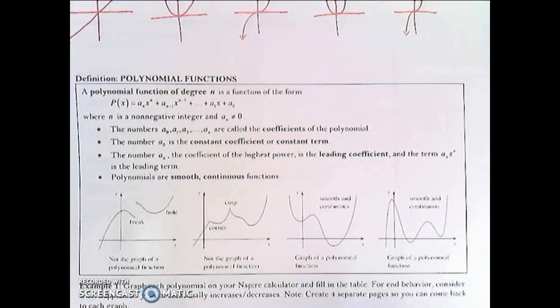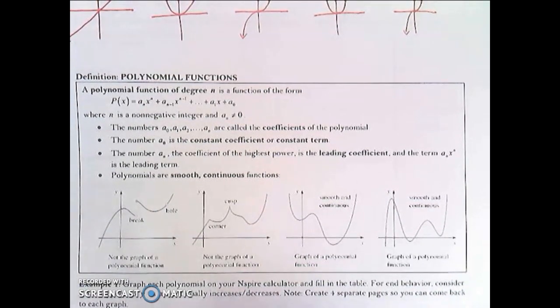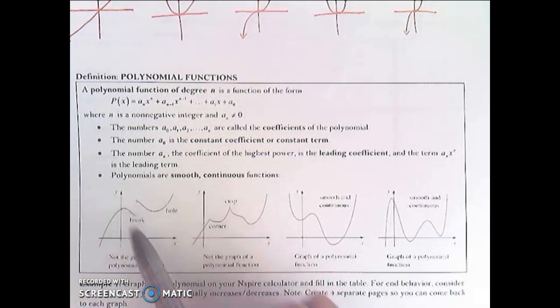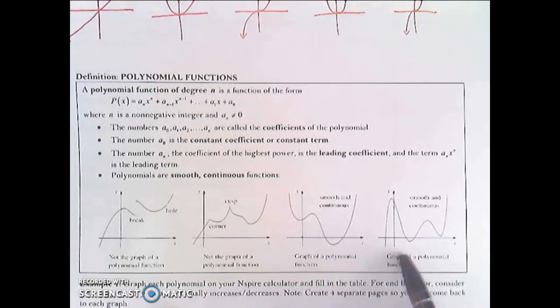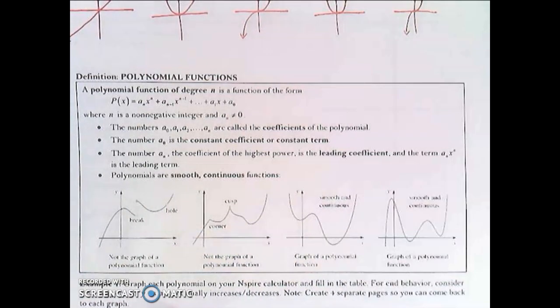Furthermore, polynomials are smooth continuous functions. So examples of graphs that are not polynomial functions is something like this, where we've got a hole or a break in the graph. Corners and cusps are also not found on polynomial functions. These two are examples of polynomials. They're smooth, they're continuous, they're nice and round.